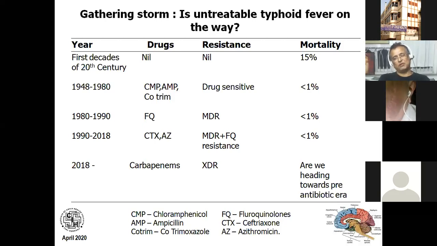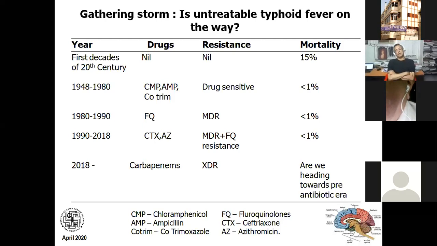So he was trying to find a cure for scrub typhus. Suddenly he discovered chloramphenicol. Chloramphenicol didn't act against scrub typhus, but it has done miracles against typhoid. And along with chloramphenicol, two other antibiotics were discovered almost at the same time. One was ampicillin and the other cotrimoxazole. The case fatality rate dropped from 15% down to 1%.